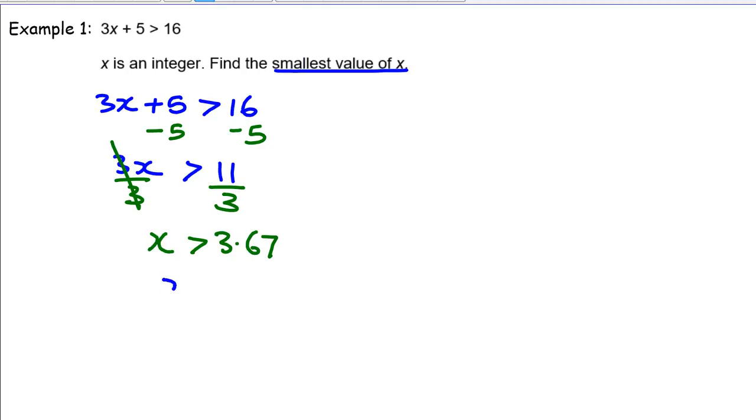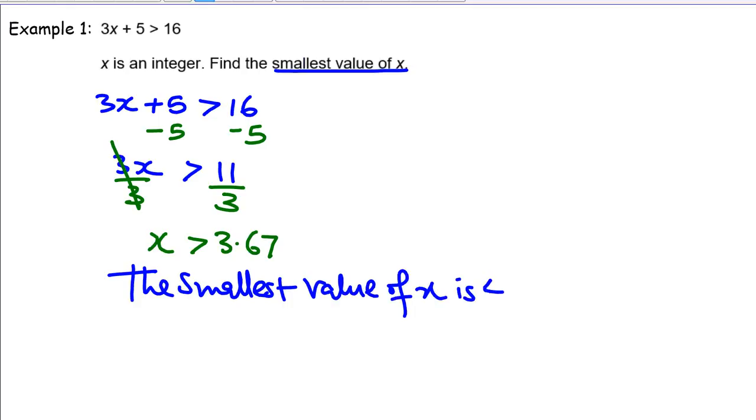So x is equal to, or I can just say the smallest value of x is 4, because remember, x is greater than 3.67, and we're looking for the smallest whole number that can be the value of x, which is 4.